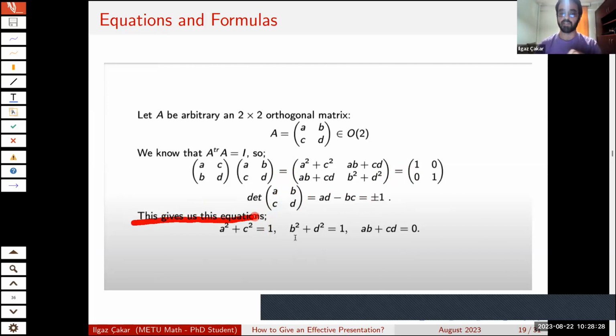And also, this gives us this equation. No, first of all, this is a mistake. And second of all, this whole expression is a mistake. You can just say it, okay? We see this, and this will give us these equations, okay? We don't need this text here.